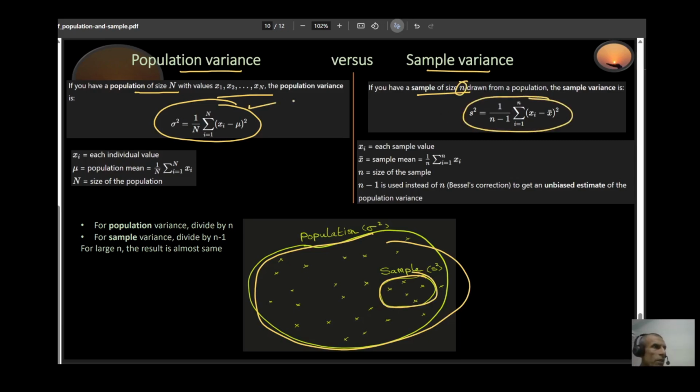So the difference between this and this is that you're dividing by capital N over here, and in this case, you're going to divide by n minus 1. That's the only difference. And of course, you use a different notation. You use sigma squared to denote your population variance, and you use S squared to denote your sample variance.